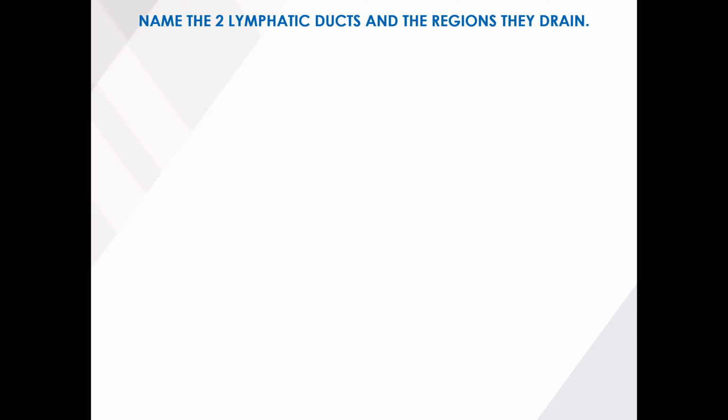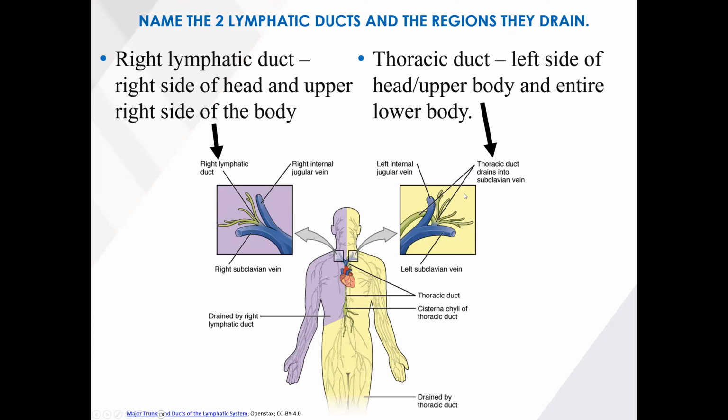Yeah, so we have the right lymphatic duct and then we have a left lymphatic duct which is called the thoracic duct. And between them, the thoracic duct is doing the vast majority of the work. If we look at this picture here, everything in purple is what is drained by the right lymphatic duct, and then everything in yellow is drained by the thoracic duct.